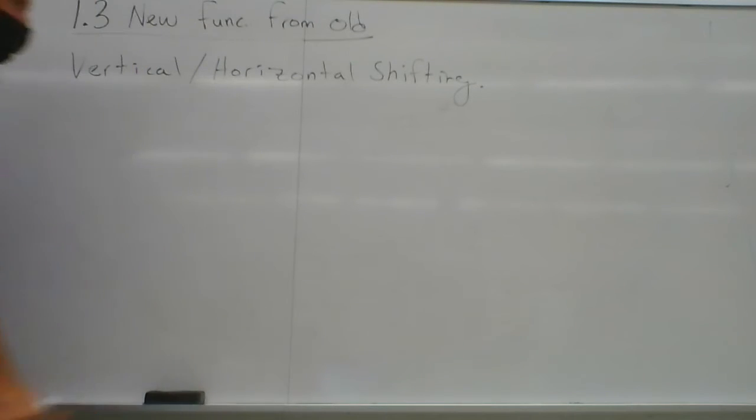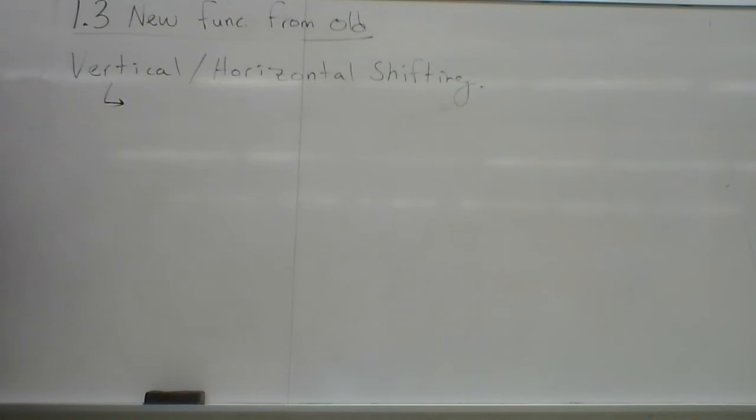So what can we do to graphs of functions? We can shift them left and right. We can shift them up and down, and nothing changes in terms of having a function or not. We just move it up, we still have a function. Move it down, we still have a function. We move it left and right, we still have functions. So how is that accomplished?